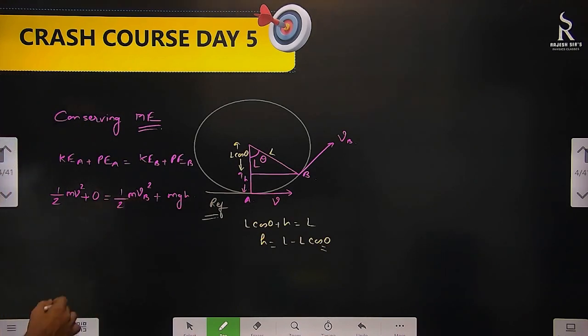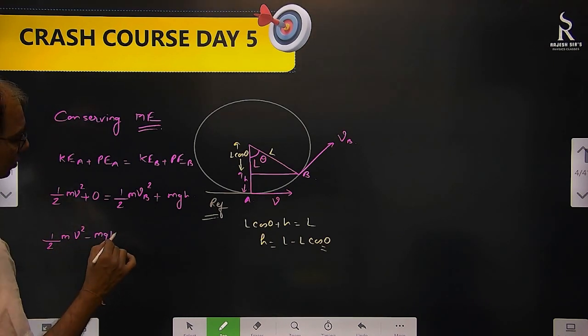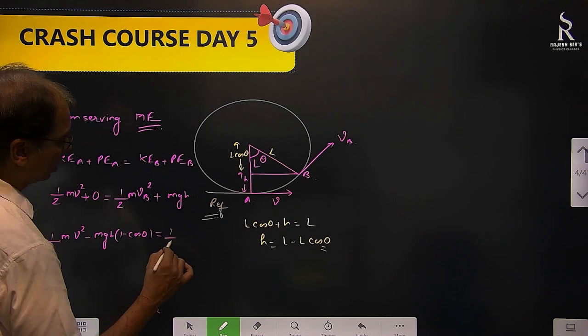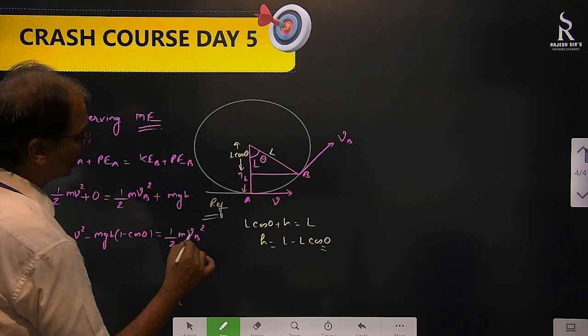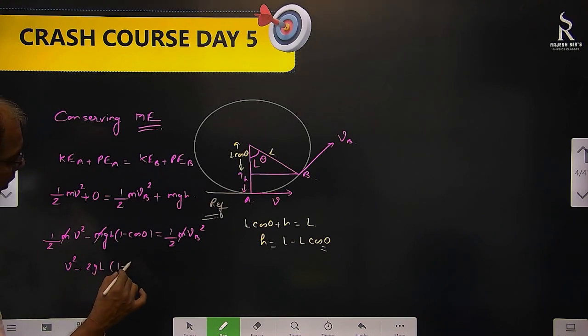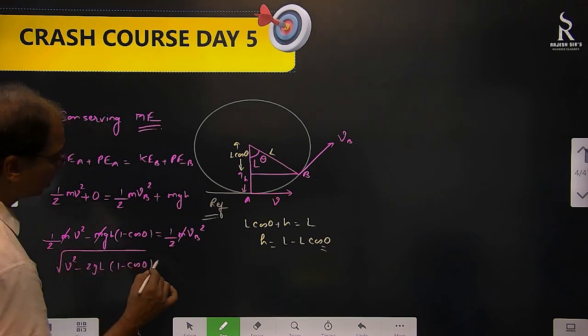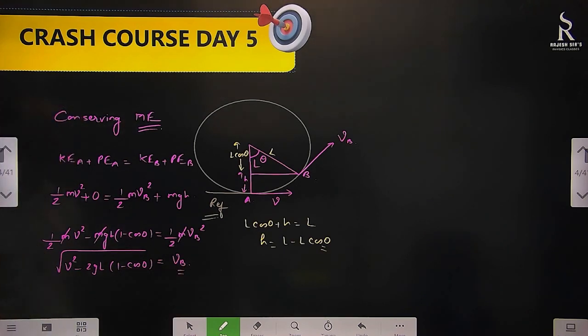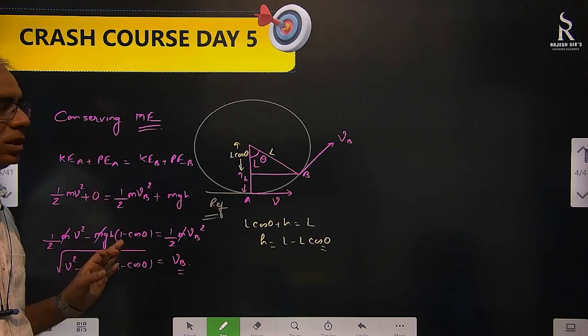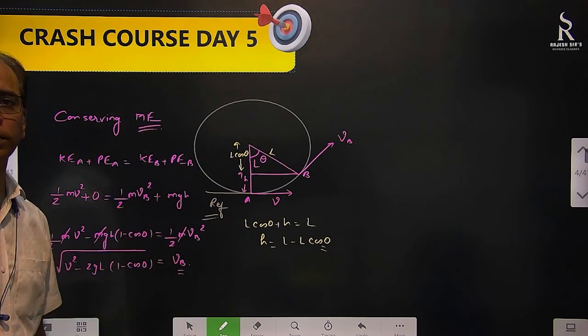Okay, and what are we calculating? Vb square. So, this brings you here: half mv square minus mgh, h is this L into 1 minus cos theta, equal to half mvb square. M cancelled. Multiply 2 on both sides. So, v square minus 2gl into 1 minus cos theta, square root, equal to Vb. Okay, what I am showing you is not the formula, I am showing you how to apply this. You don't have to remember the formula here. Just remember that conservation of energy is what we are going to apply throughout.